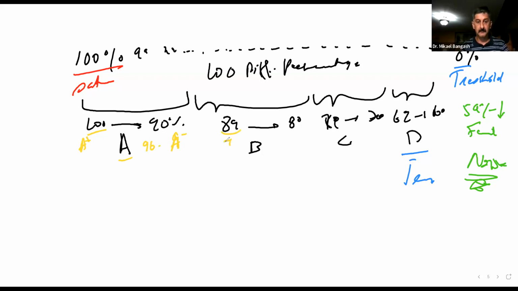Then we go to B. B plus will be from this to 86%, which would have been plain B. From 86 to 80 would be a B minus. Something like that. So when we go with pluses, plains and minuses, we still have a greater dynamic range.